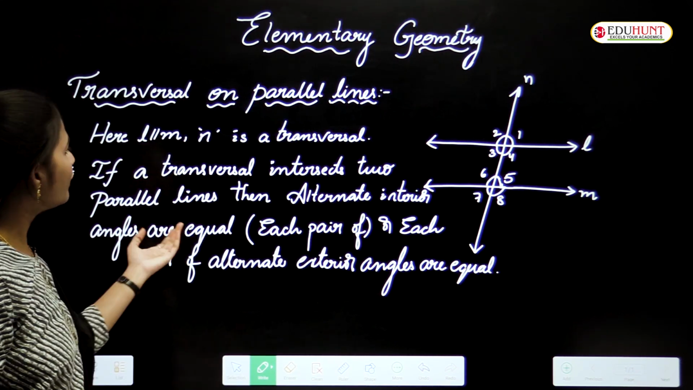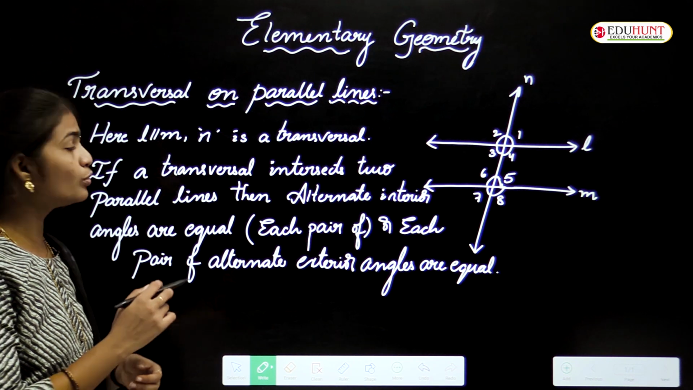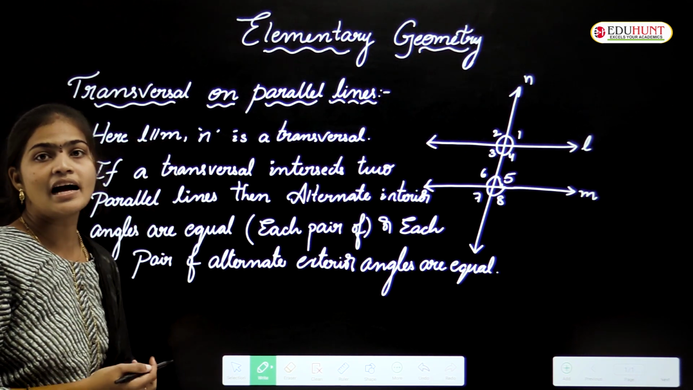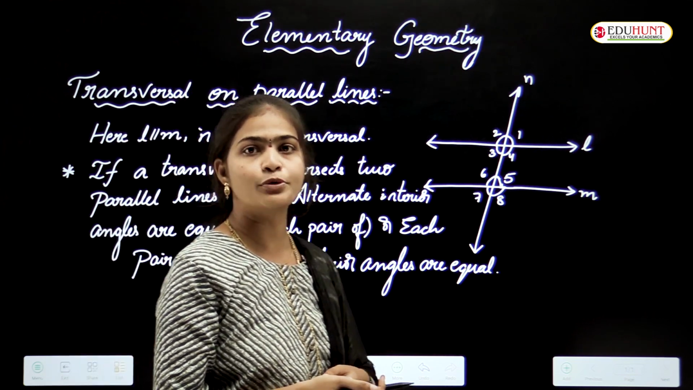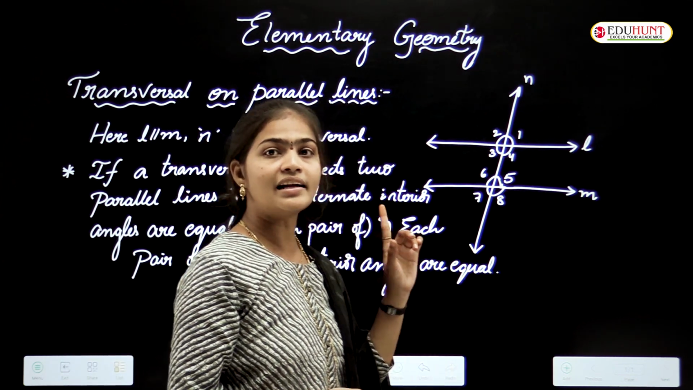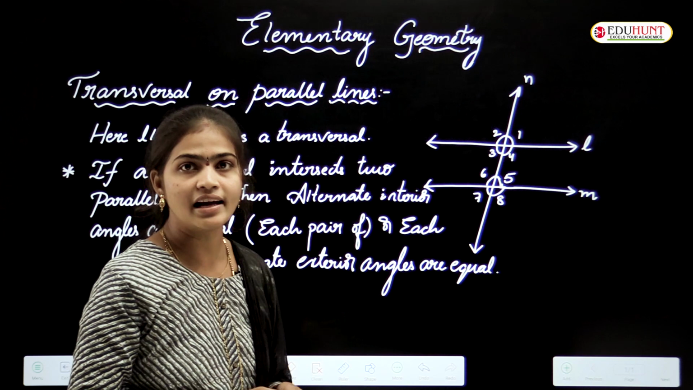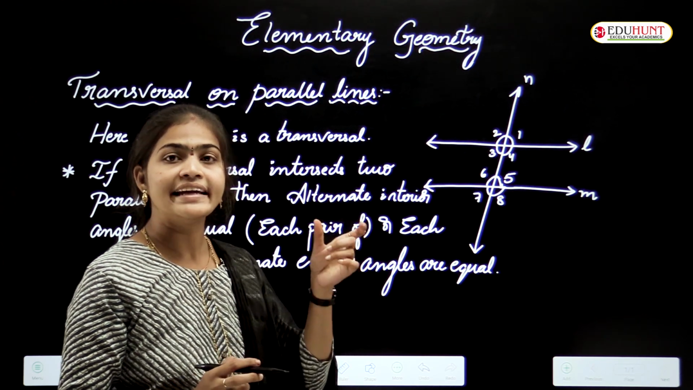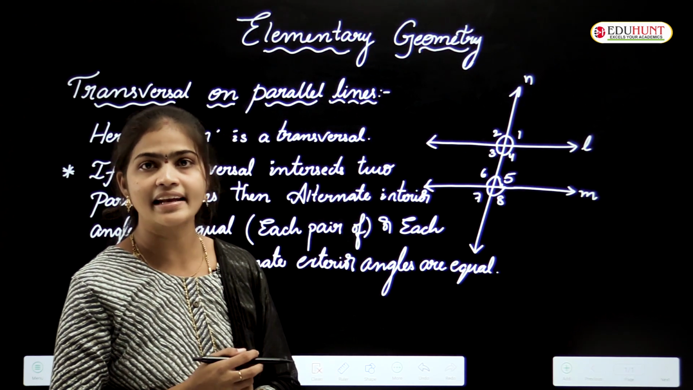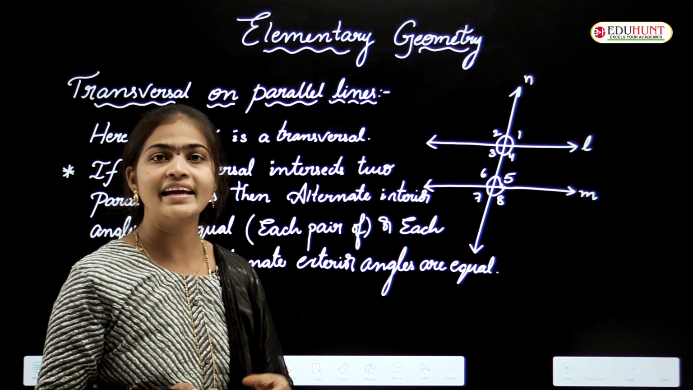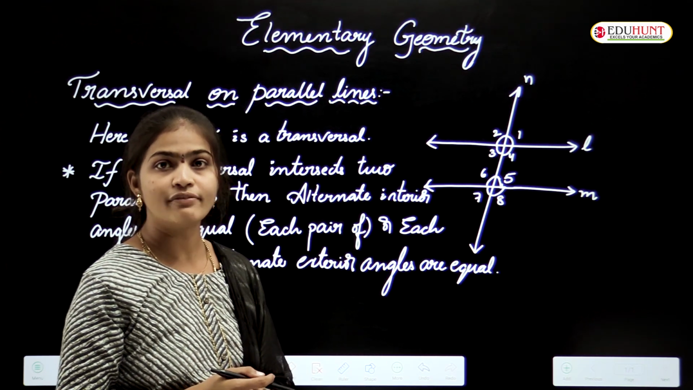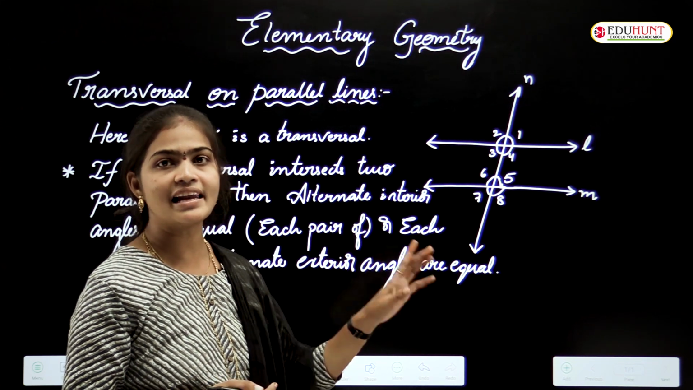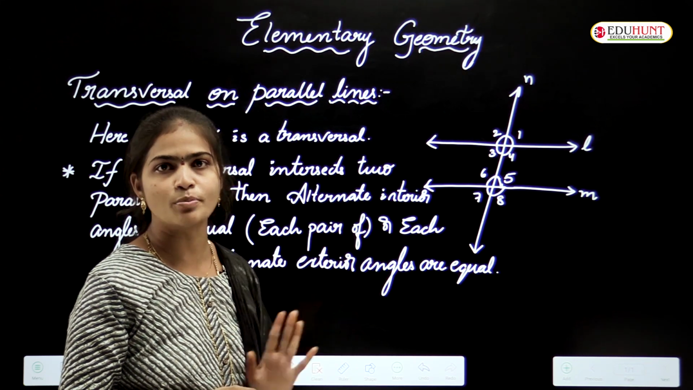Here this is the given statement. If a transversal intersects two parallel lines, then alternate angles are equal, which means alternate interior angles are equal. And here I am saying that alternate interior angles are equal means not all alternate interior angles are equal. Each pair of alternate interior angles are equal, and in the same way each pair of alternate exterior angles are equal. When is it possible? If the given lines are parallel, then only this is possible.